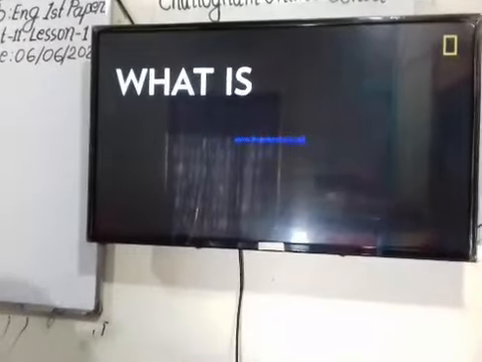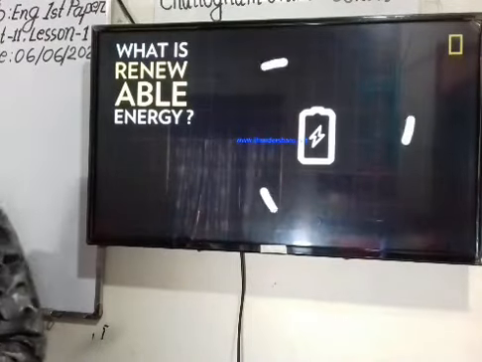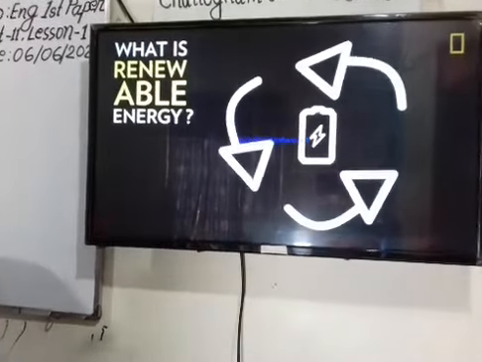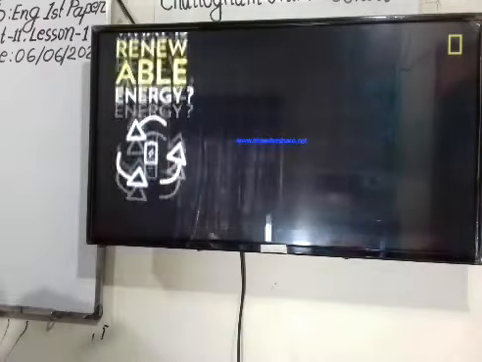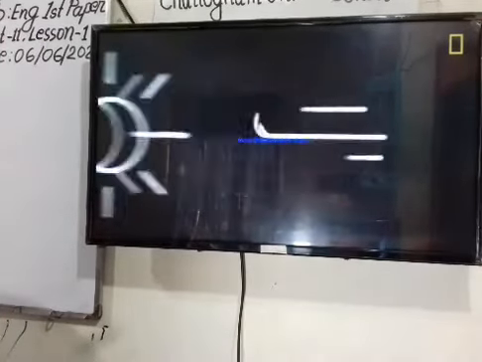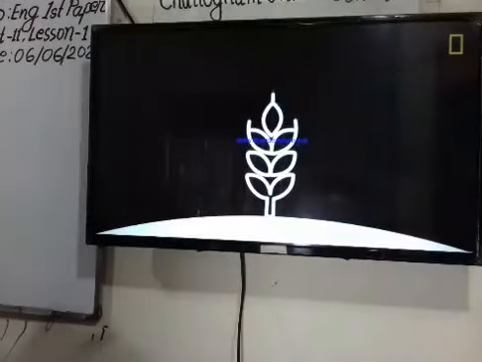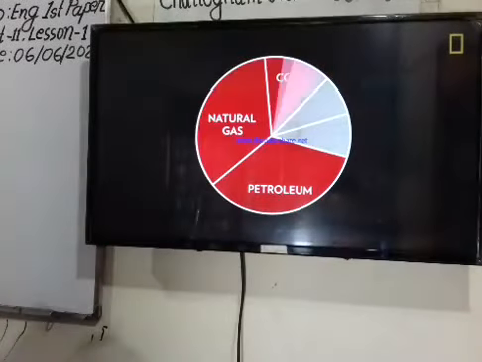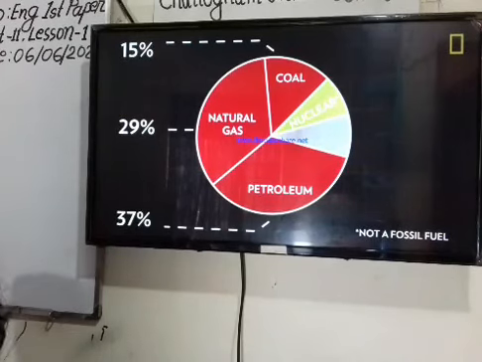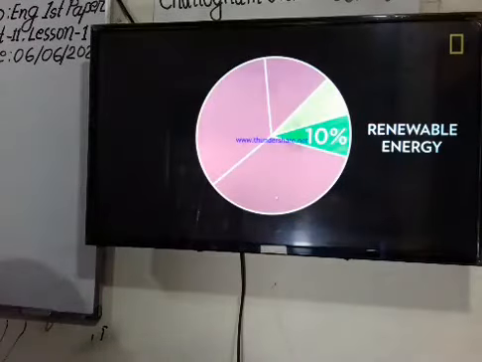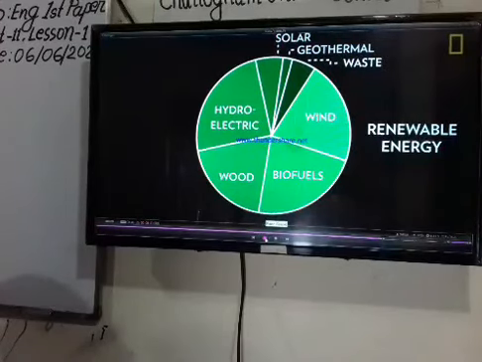What is renewable energy? Renewable energy is generated from sources that naturally replenish themselves and never run out. The most common sources are solar, wind, hydro, geothermal, and biomass. Over 80% of the total energy consumed by humans is derived from fossil fuels. However, renewables are the fastest growing source of energy in the world.